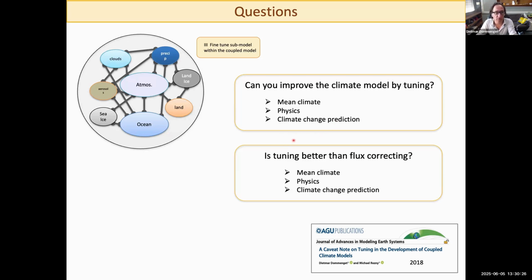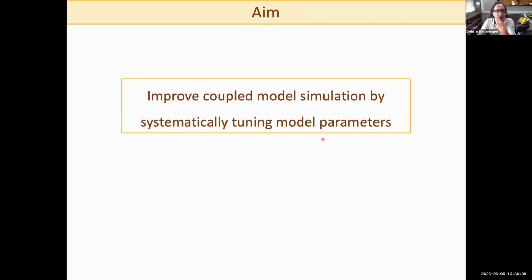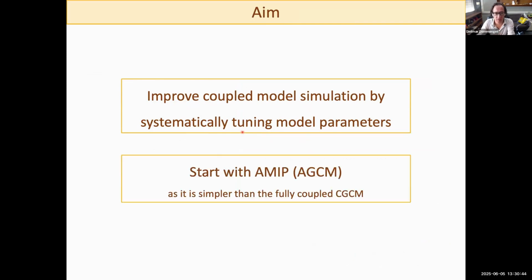But nevertheless, I'm doing this now with the Max Planck model, mostly because that's something that everybody does. And since everybody is doing it, I want to try to see how we can do it in an effective way. So the aim is to improve the model simulations by systematically tuning model parameters. And we start with an AMIP approach. So we simplify the problem a little bit because the coupled model is far more complicated and it's not easy to tune.